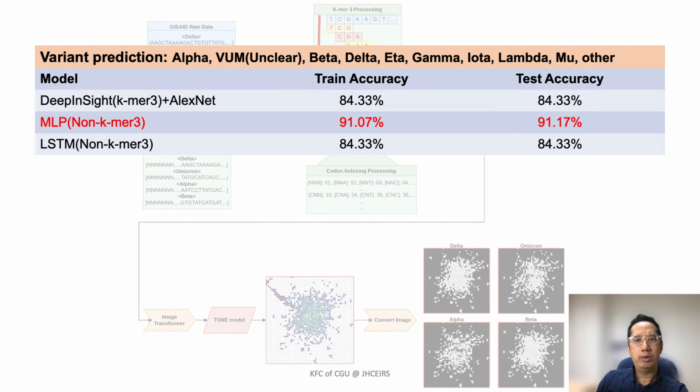So how well do these methods perform on our database? Again, for variant prediction, including alpha, BM, beta, delta, eta, gamma, iota, lambda, mu, and other, you name it, a cluster. The MLP methods, after the non-k-mer methods, have relatively good accuracy on both the training and testing database.